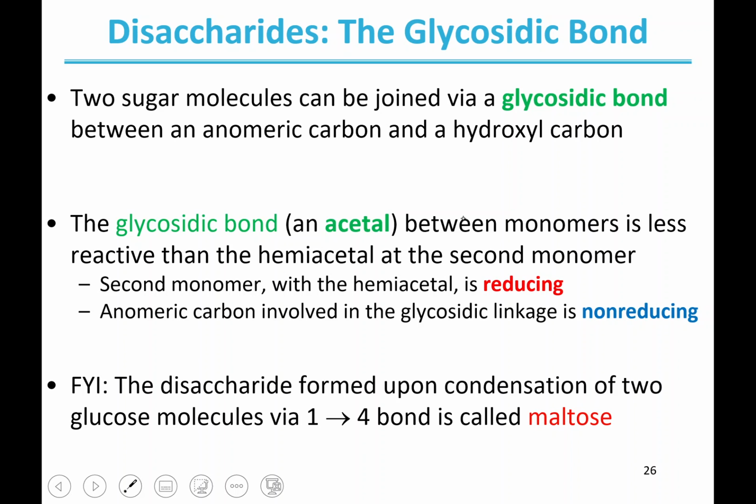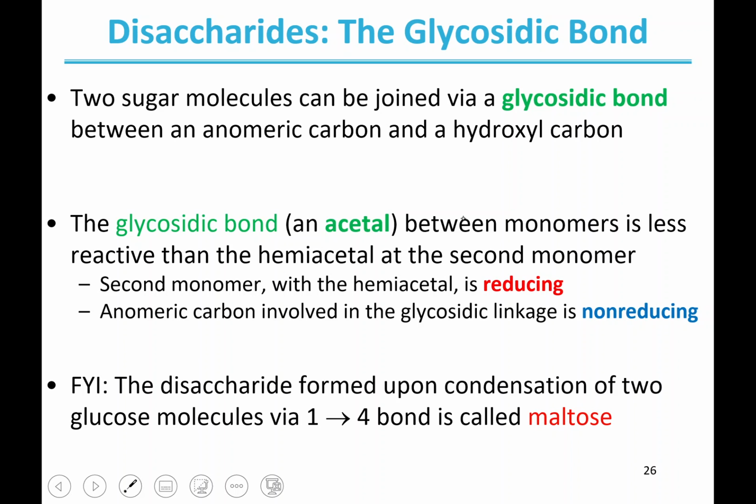Okay. So those are monosaccharides. It gets a little bit more complex when you take 2 monosaccharides and stick them together to form a disaccharide. And you do that via what's known as a glycosidic bond. Two sugar molecules are joined via a glycosidic bond between an anomeric carbon and a hydroxyl carbon. The glycosidic bond becomes what's known as an acetal, which we showed that structure, that functional group, earlier on when we were talking about hemiacetals.